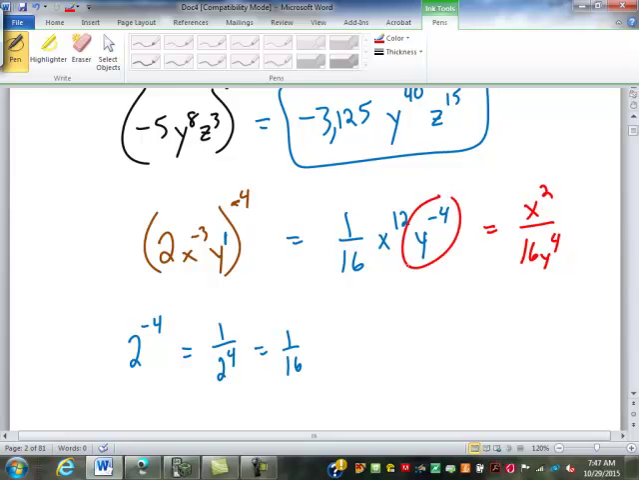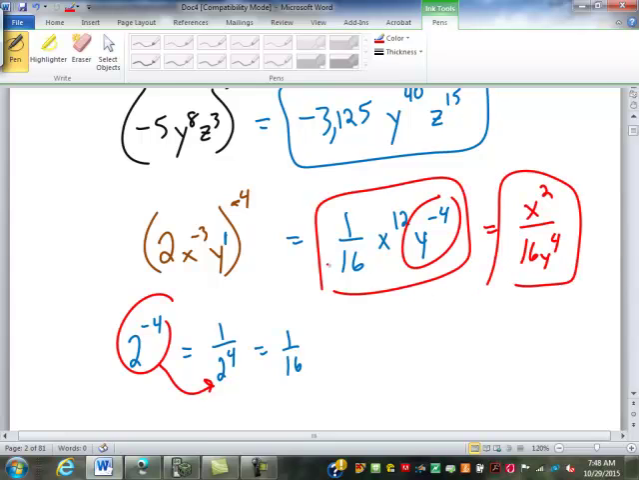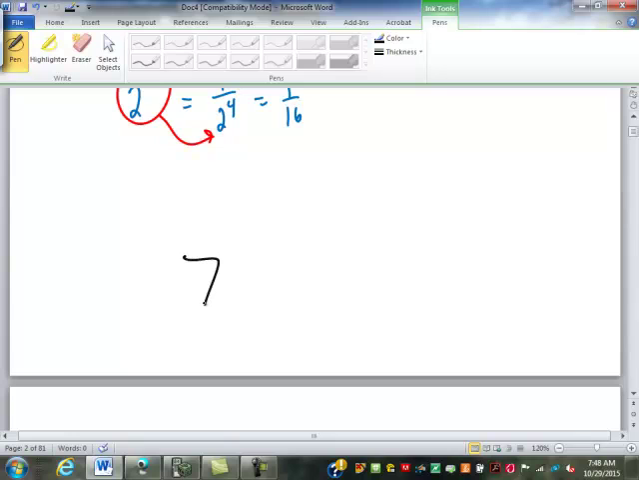I just use that negative power, just like I did here to make this the reciprocal. I can do the same with the y to the -4. Make it the reciprocal of y to the 4th, 1 over y to the 4th. Either one of those answers would be acceptable. Will you always multiply the power? If it's a power to another power, you multiply the powers. Even if it's the same? Yes.